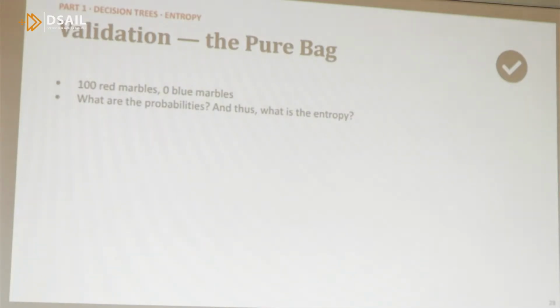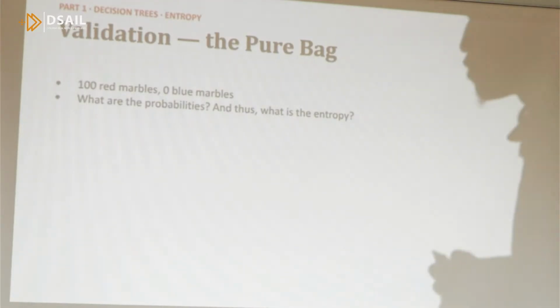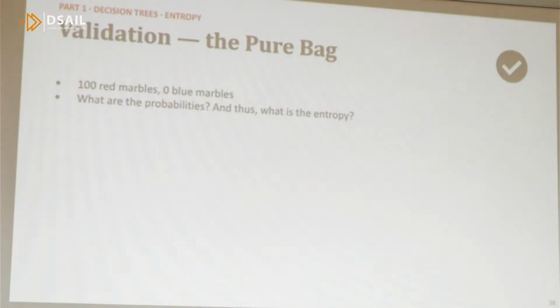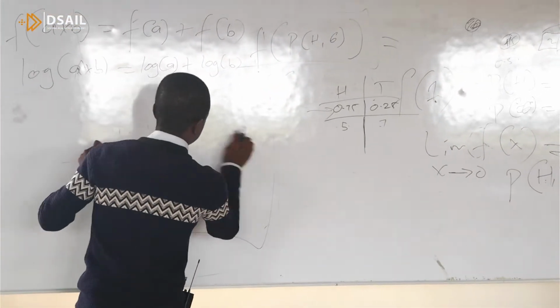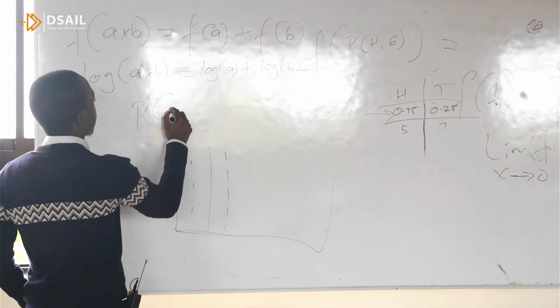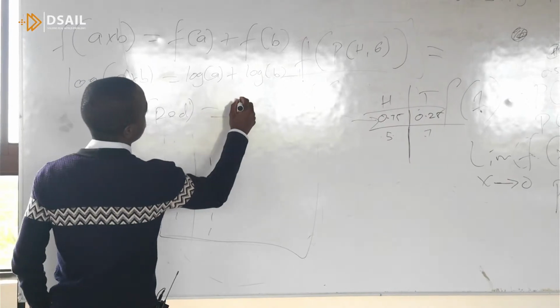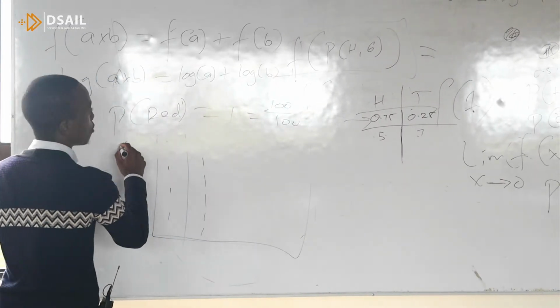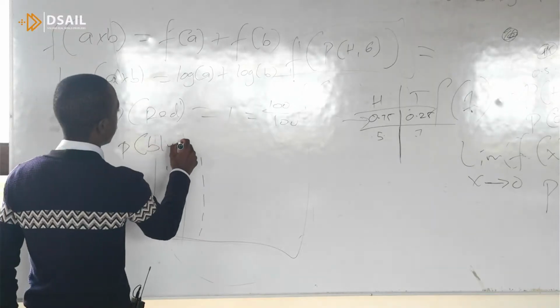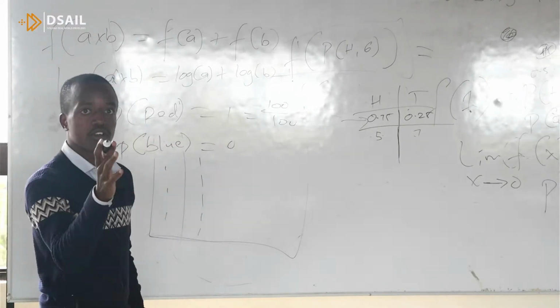Then what is the entropy? What is the total entropy? I want us to work this out before I show you the next slide, which has a formula. The probability of picking red is 1, because it's 100 over 100. The probability of picking a blue marble is 0, isn't it?